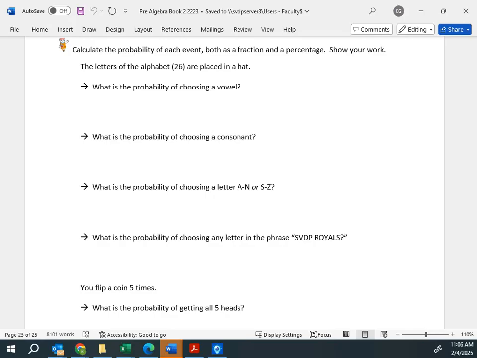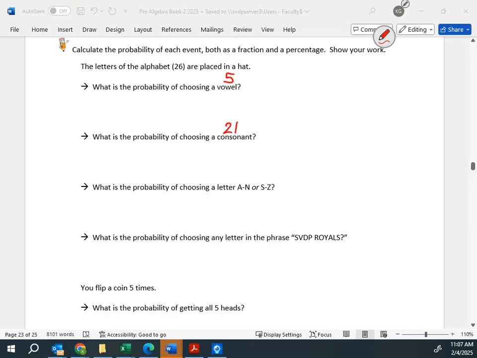So the 26 letters of the alphabet are placed in a hat. What is the probability of choosing a vowel? How many vowels are there in the alphabet? Claire? 5. So there are 5 desired outcomes. How many consonants are there? If there are 5 vowels, how many consonants are there? Amala? 21.